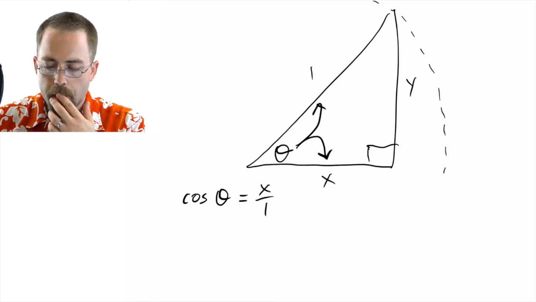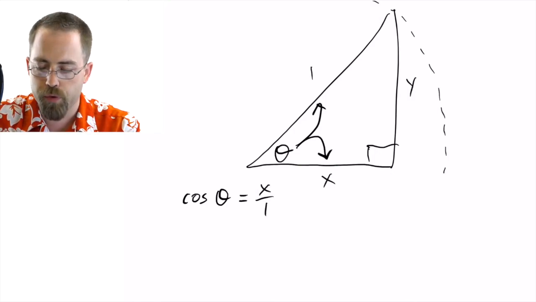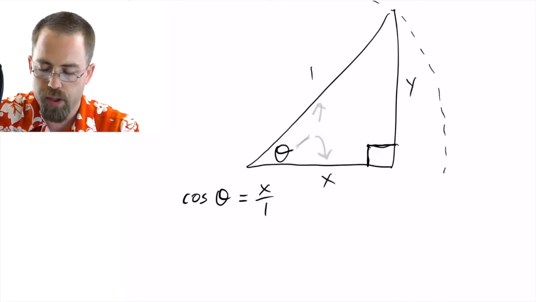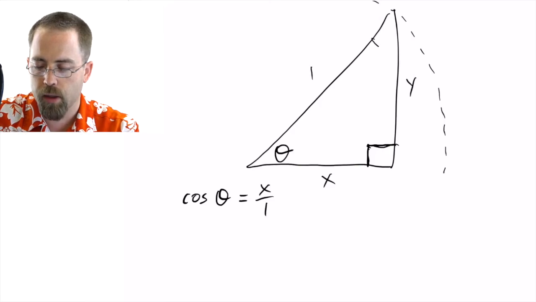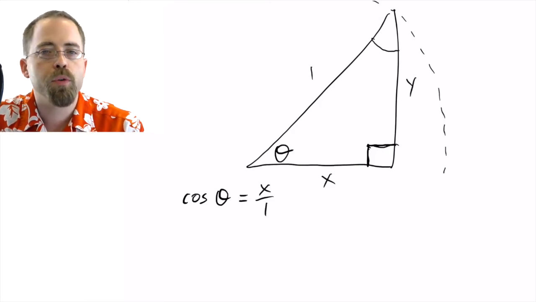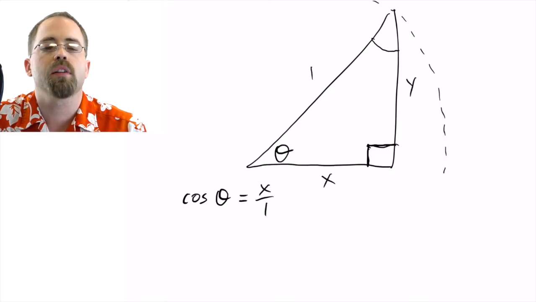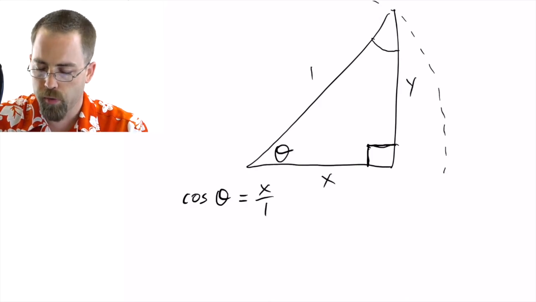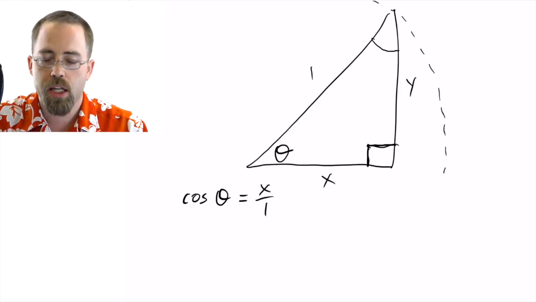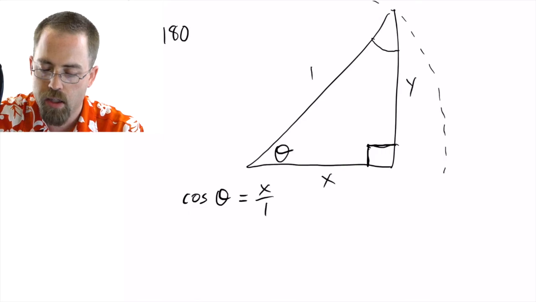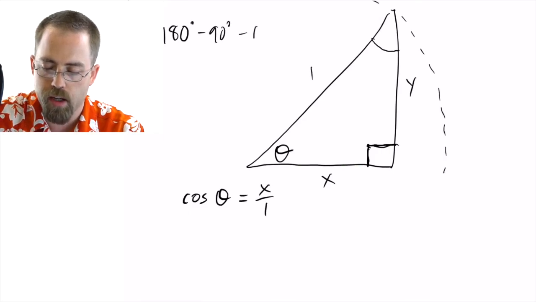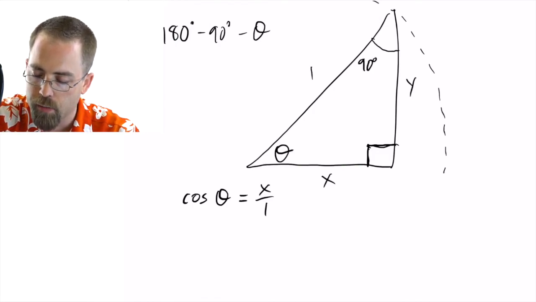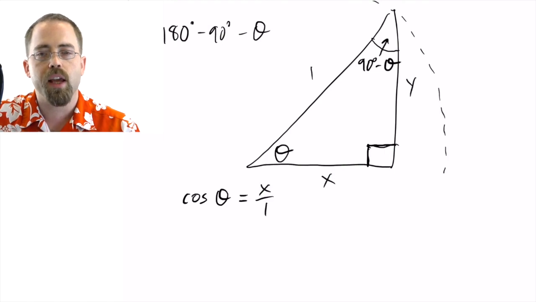So SOHCAHTOA helps you find out on the unit circle, on the reference triangle, that cosine is x over 1. But if this reference triangle has got a right angle, which is 90, and it's got theta over there, then what must this angle up here be? Well, if you remember from geometry, the interior angles of a triangle have to add up to 180. We've got 90, we've got theta, so what's left is 180 minus 90 minus theta. And if you just do the numbers, this must be 90 minus theta. That is the angle.